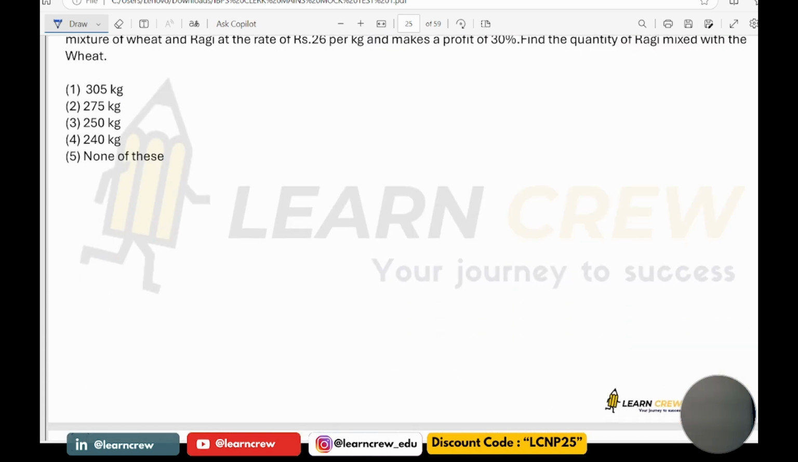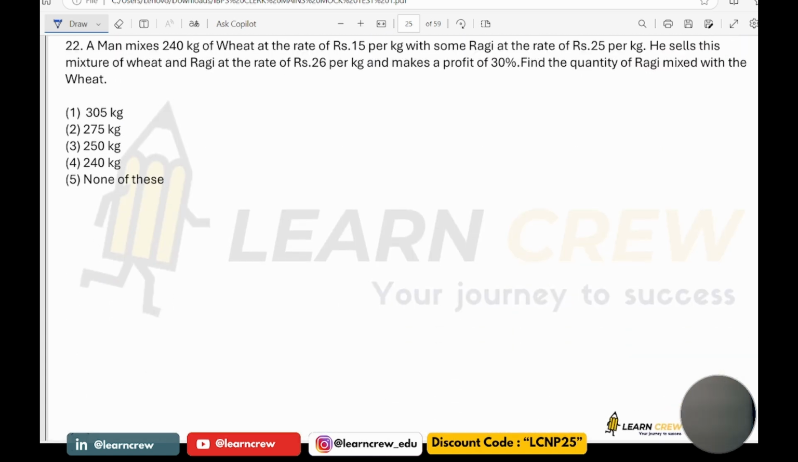Now, question number 22. A man mixes 240 kg of wheat at the rate of 15 rupees per kg with some ragi at the rate of 25 rupees per kg. He sells this mixture of wheat and ragi at the rate of 26 rupees per kg and makes a profit of 30%. So, by selling at 26, profit of 30%, 130% is 26. So mean cost price is 20. Find the quantity of ragi mixed with the wheat.